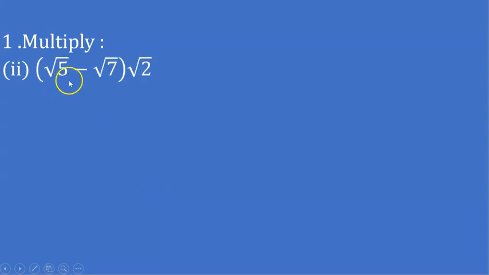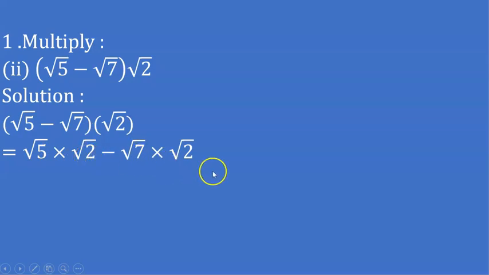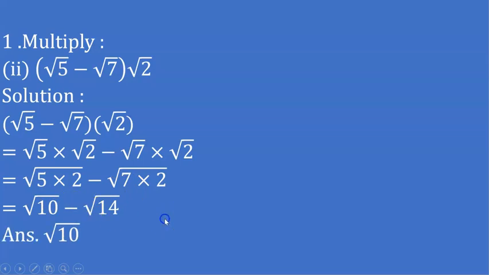Root 5 in bracket root 5 minus root 7 into root 2. Simple multiplication. Root 5 into root 2 minus root 7 into root 2. Root 5 into root 2 means what? Root of 5 into 2 minus root of 7 into 2. You will get root of 10 minus root of 14. And hence the answer is root 10 minus root 14.